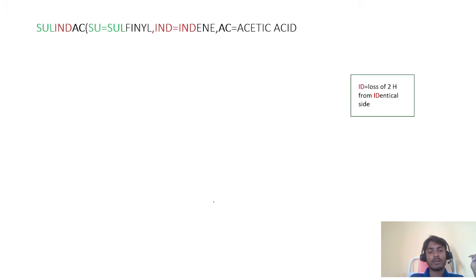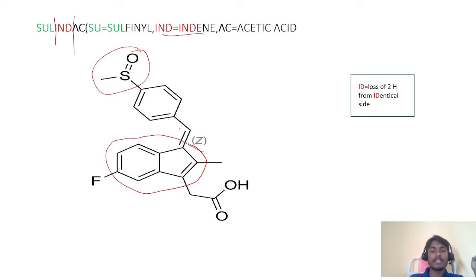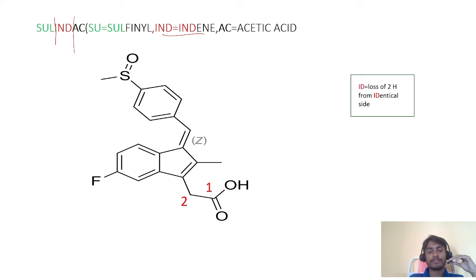Next, sulindac. So this is a structure of sulindac. Sul is nothing but a sulfinyl group is there. Indane is nothing but an indane group is there. Where is that indane? This is an indane group. Next, AC is nothing but acetic acid is there. So first acetic acid is there. That's why we need to start the numbering from the acetic acid only. Next, indane, we need to give the numbering, followed by the sulfinyl group containing phenyl group.